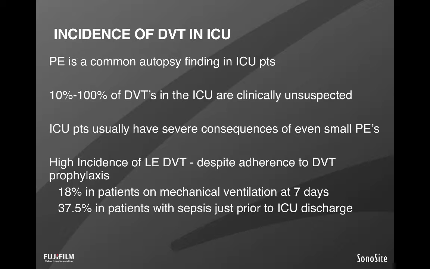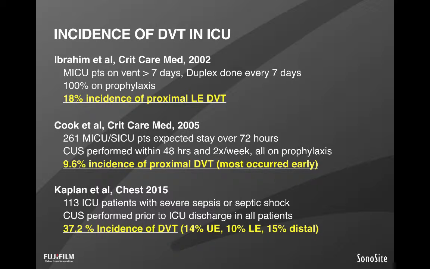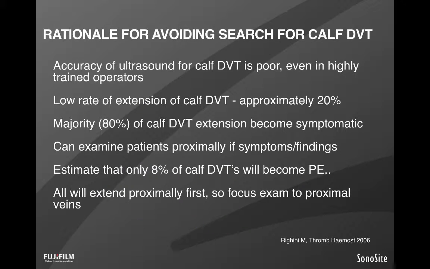In a recent trial in critical care medicine of those with sepsis, studies were repeated just before discharge, anywhere from 3 to 4 to 7 to 14 days, and almost 40% were found with DVT, and all were under excellent DVT prophylaxis. So we know they're there, and they occur despite all of our efforts with prophylaxis. Again, this is just a review of those studies: anywhere from 18% at 1 week to 10% within 3 days, and Kaplan, in this article in Chest recently, showed 37% just prior to discharge.